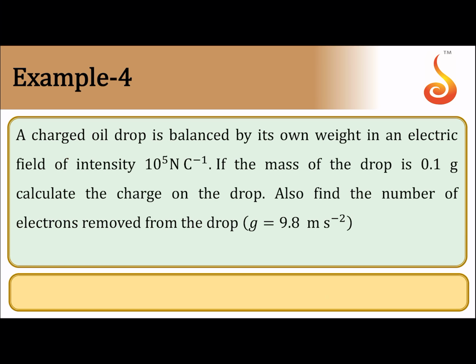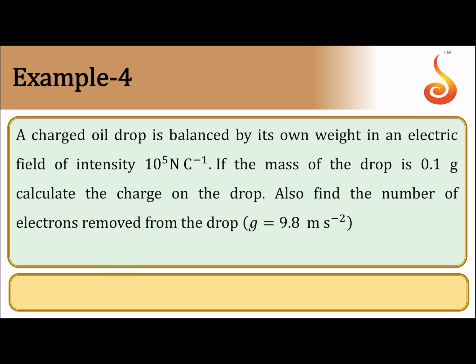Okay, let's do one more example. A charged oil drop is balanced by its own weight in an electric field of intensity 10 power 5 newton per coulomb. If the mass of the drop is 0.1 grams, calculate the charge on the drop. This is the basis of the Millikan oil drop experiment. That's how he found the charge to mass ratio of an oil drop, by doing this experiment. So the weight of the drop is balanced by the force due to the electric field on the charged oil drop. Find the number of electrons removed from the drop.